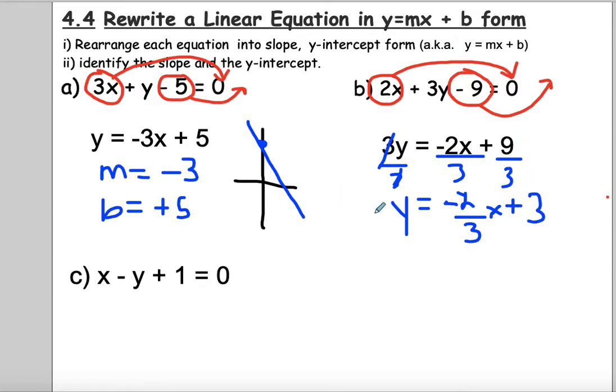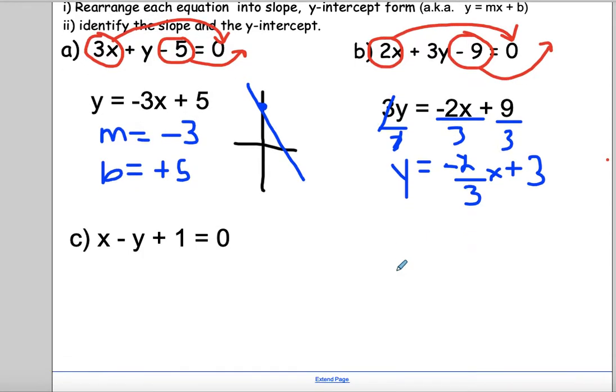So now we need to report our m, which is our slope. Whatever is attached to that x is negative 2 over 3. And our b value is 3.